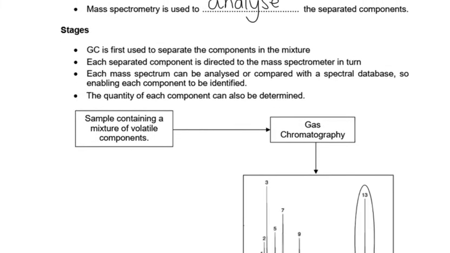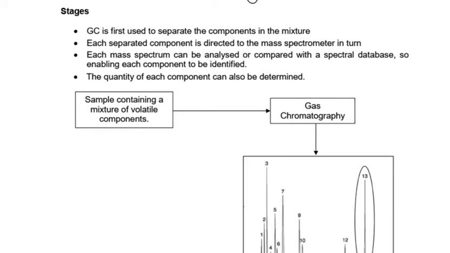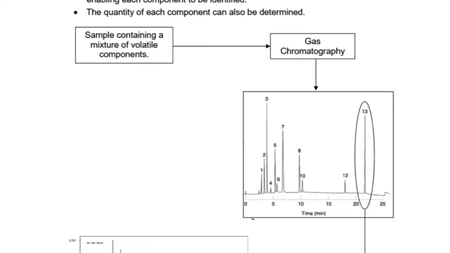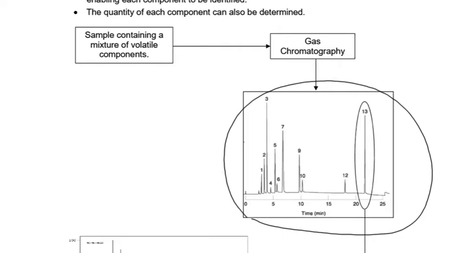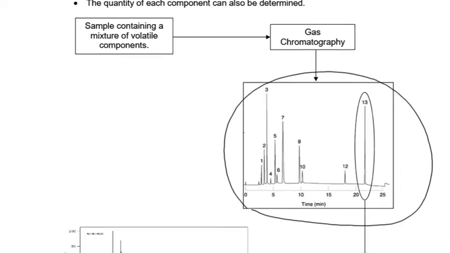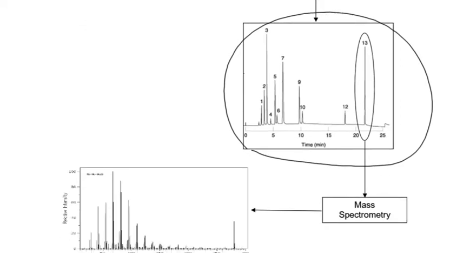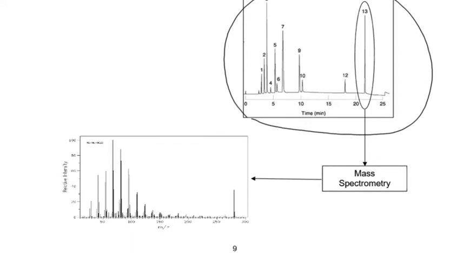Okay, so we have a look. We've got our sample, and we're going to inject it into our gas chromatograph. It's going to come out, and here we've got our chromatograph, and we've got lots and lots of peaks, so lots of components of our mixture. As they come out, they go straight into the mass spectrometer, which produces a mass spectrum of each of those components. So for every peak on the chromatograph from the GC, we're going to get another spectrum like this. We're going to get quite a lot of mass spectra from this technique.